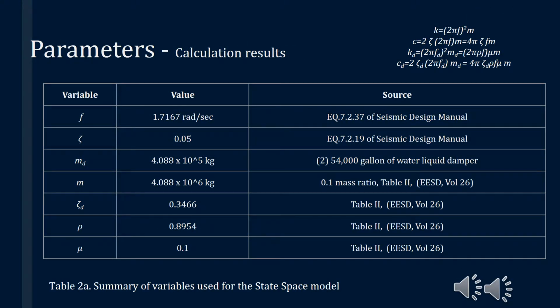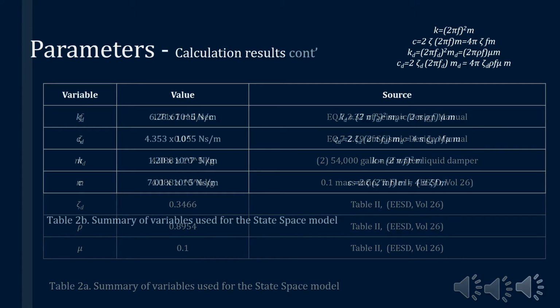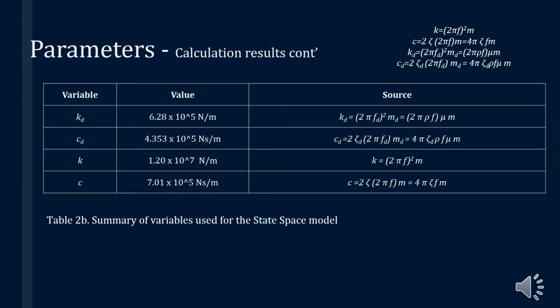We now have the necessary values to calculate the stiffness of the building, the required damping coefficient of the building, the TMD damping coefficient, and the TMD stiffness. Using the decoupled equations 3 through 6, we find that the necessary values of the parameters are as seen in Tables 2A and 2B. This is a continuation of the previously calculated parameters.